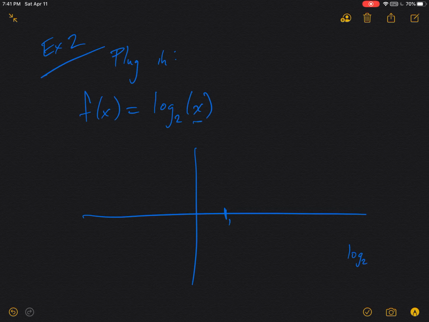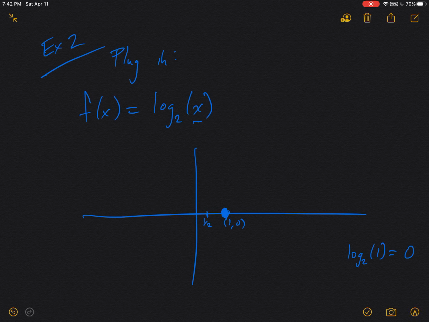So for example, if I plug in a 1 into this function, then this would be log base 2 of 1. Remember, this is asking what exponent would I put on a 2 to get a 1. So the exponent that I would put on a 2 to get a 1 would be 0. 2 to the 0 is 1. So the output here would be 0, and that means we're going through this point. In other words, 1, 0 is a point that lives on this graph.